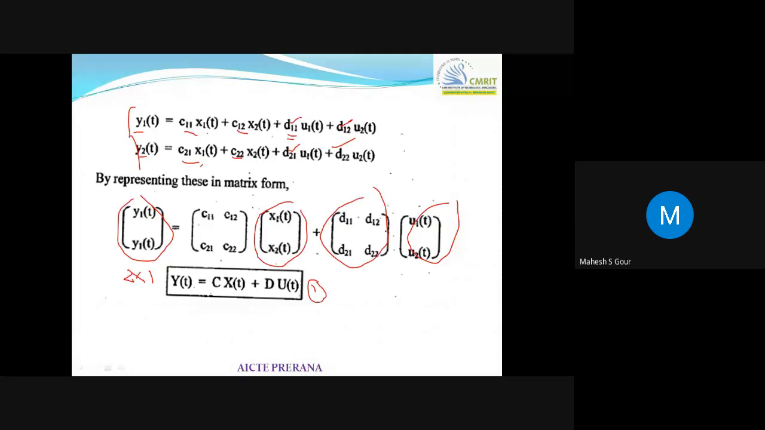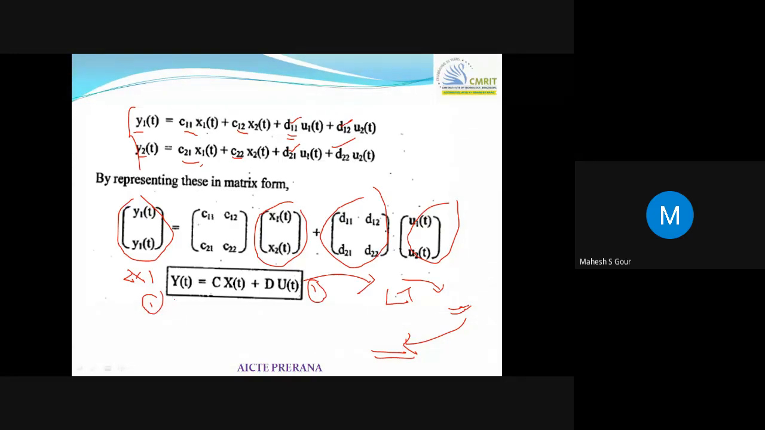As I taught in the previous class, solving a control system in time domain is very difficult. So we will convert it into the Laplace domain, then we will solve in the Laplace domain. If you want the final output in time domain, again we'll convert this Laplace transform into the time domain, right? So now this is your first equation, that is y of t is equal to cx of t plus du of t.